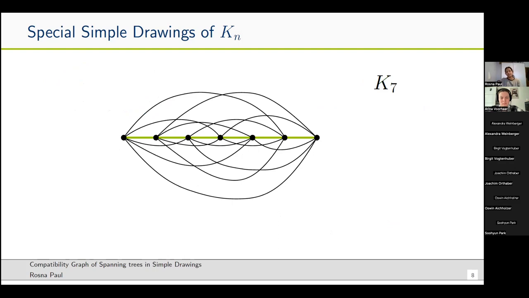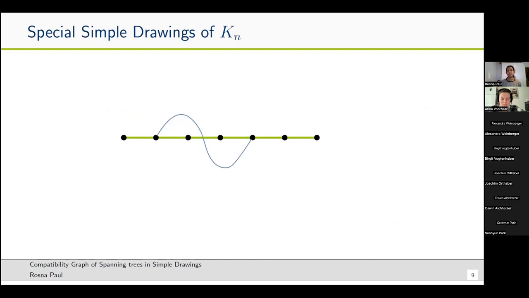But in general simple drawings, it is very hard to find such a plane path, because finding plane substructures in simple drawings is very hard. We don't know whether there exists a plane Hamiltonian cycle and so on. So it is not a good idea to study whole simple drawings. We should always expect there will be some edges crossing our nice plane spanning tree. And we call those edges twiggly edges, because these are the edges we want to get rid of. So in this talk, these edges which hinder our procedure are called twiggly edges.